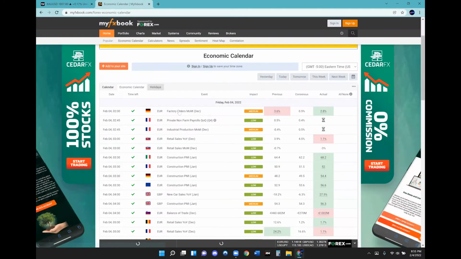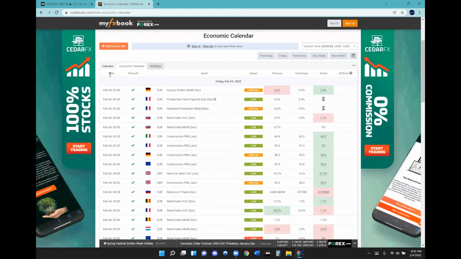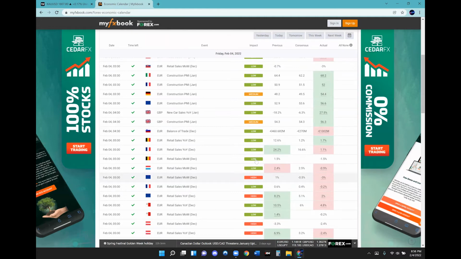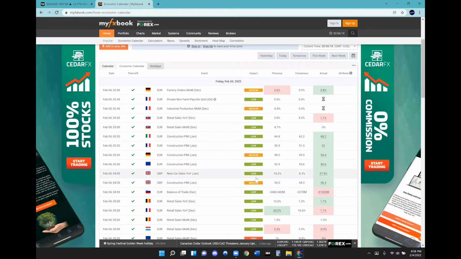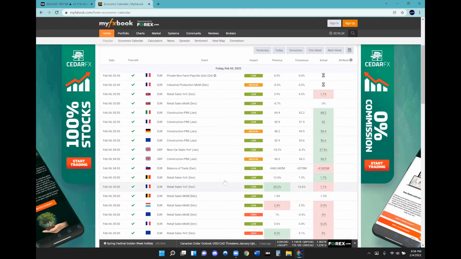So I click on go to economic calendar. And here we'll see the schedule of all the news. We have the date, the title of the news report, the currency that news report is affecting, and the impact, whether it's low impact, medium impact, or high impact. Low impact means it will have low impact on the market. Medium impact means it will have medium impact on the market. And high impact means it would have a high impact on the market, right?